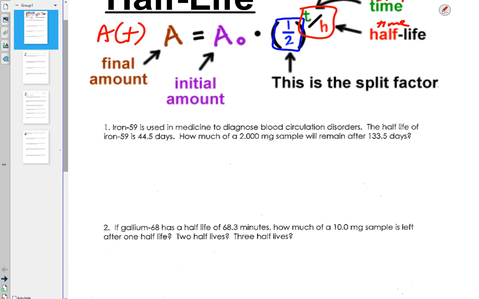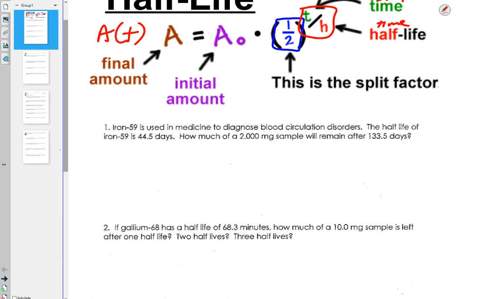Now remember, because this is a half-life, what's going to be constant? What's going to stay the same from problem to problem? Why do you think they call it half-life? What's going to stay the same on all of these half-life problems? The split factor, the growth factor, the base, whatever you want to call it, is always going to be 1/2.